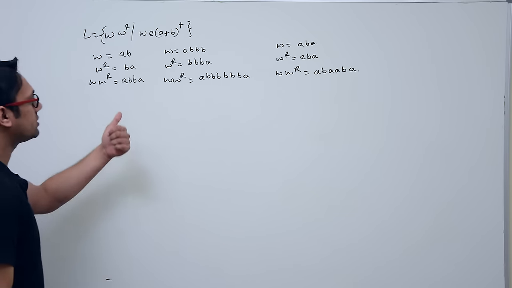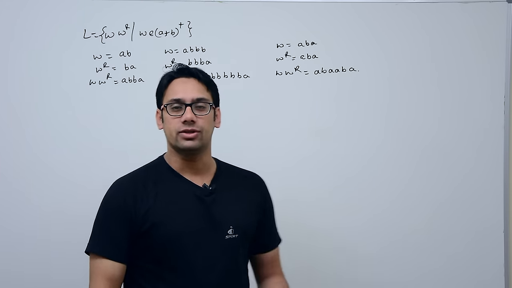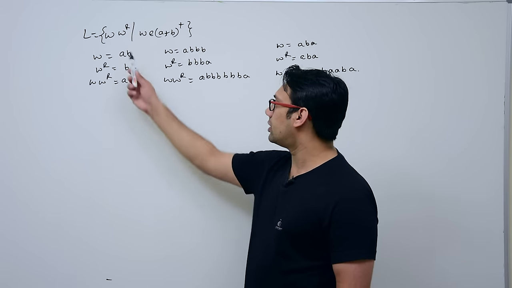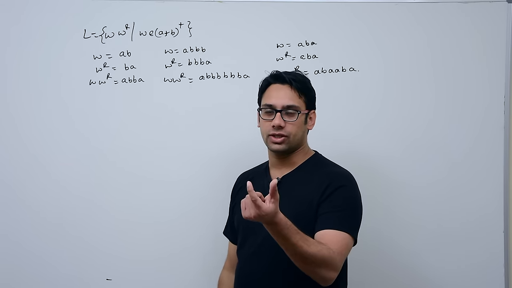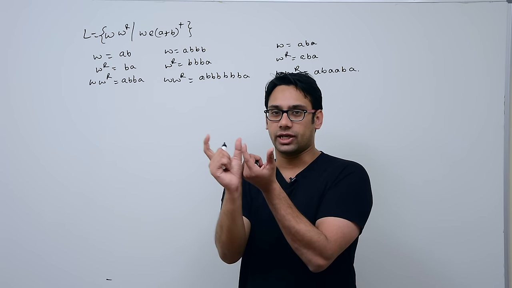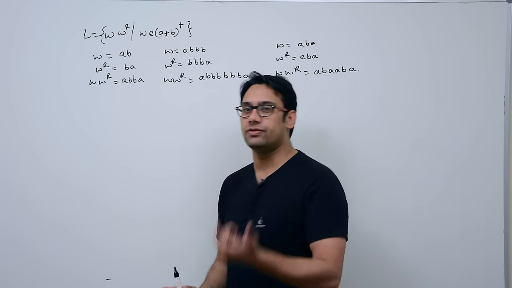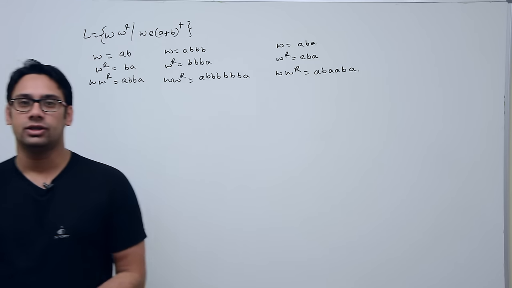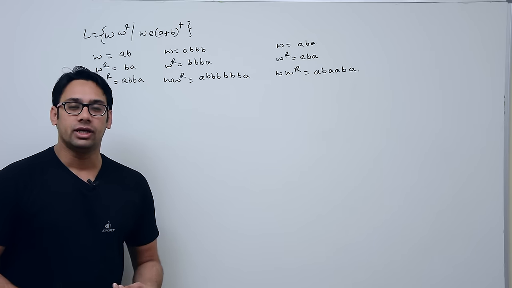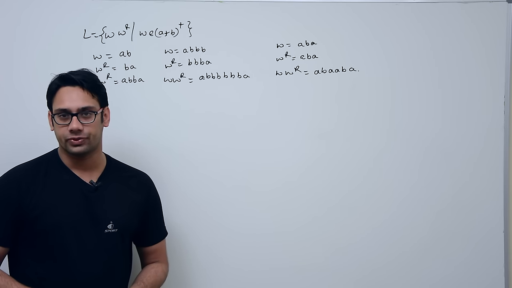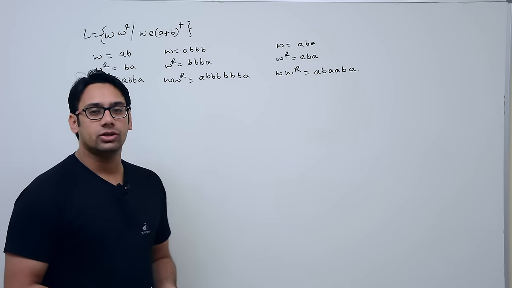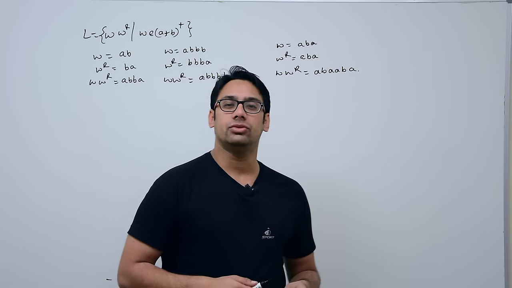So here, the language is on {a, b}, and it is WWR. That means if you have a string and you take the reverse of that string, you concatenate them, so it gives you a string of that language, any string which is present in that language, and you cannot have epsilon in this case.